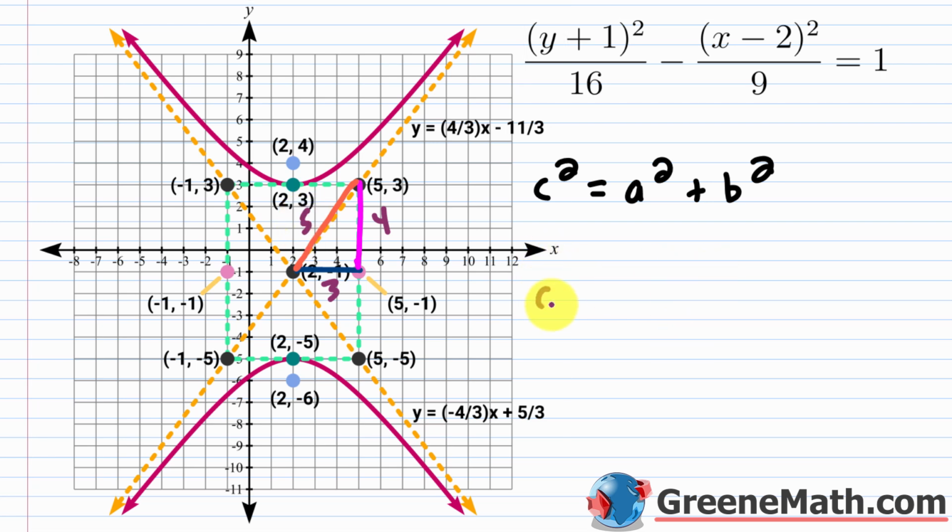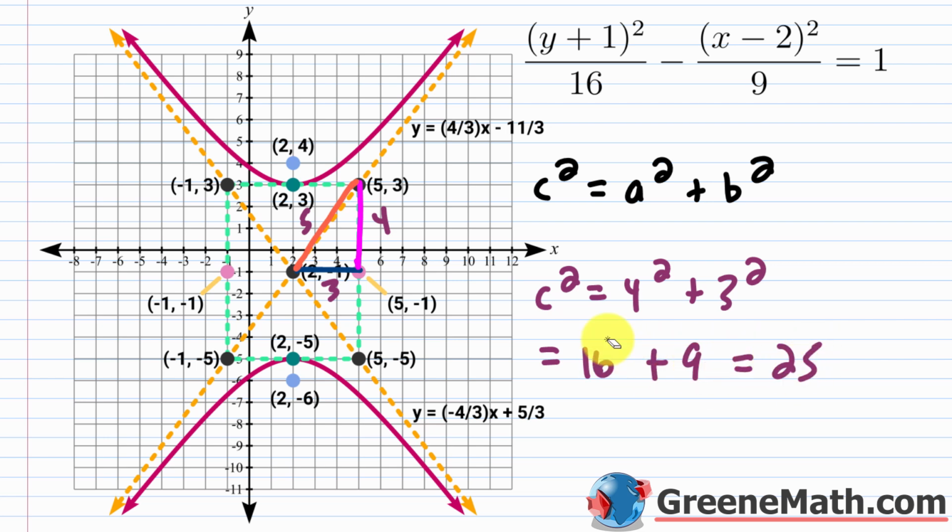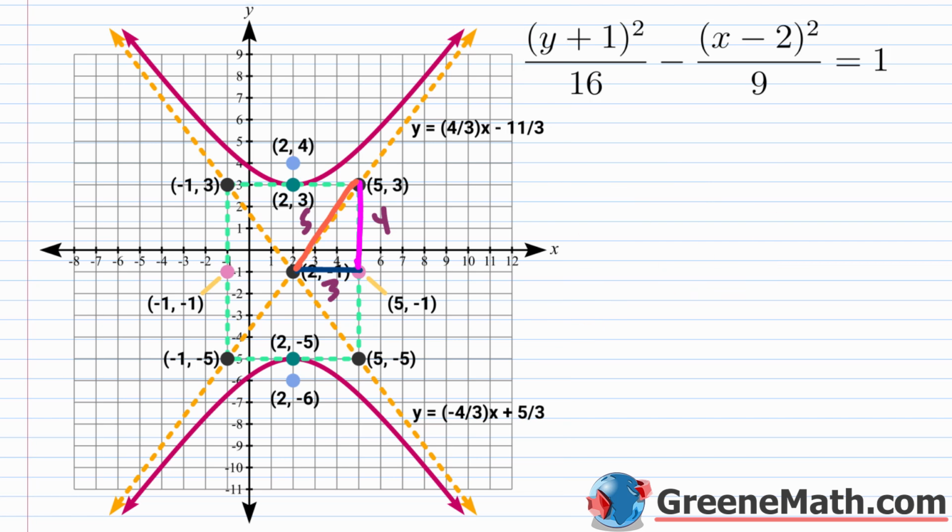Again, you can just say that c squared is equal to 4 squared plus 3 squared, which is 16 plus 9, which is 25. So c squared is 25. That means c is equal to 5. Let me put a 90-degree symbol in there, just so that's clear. So this is our right triangle. And we know that c is equal to 5 at this point.